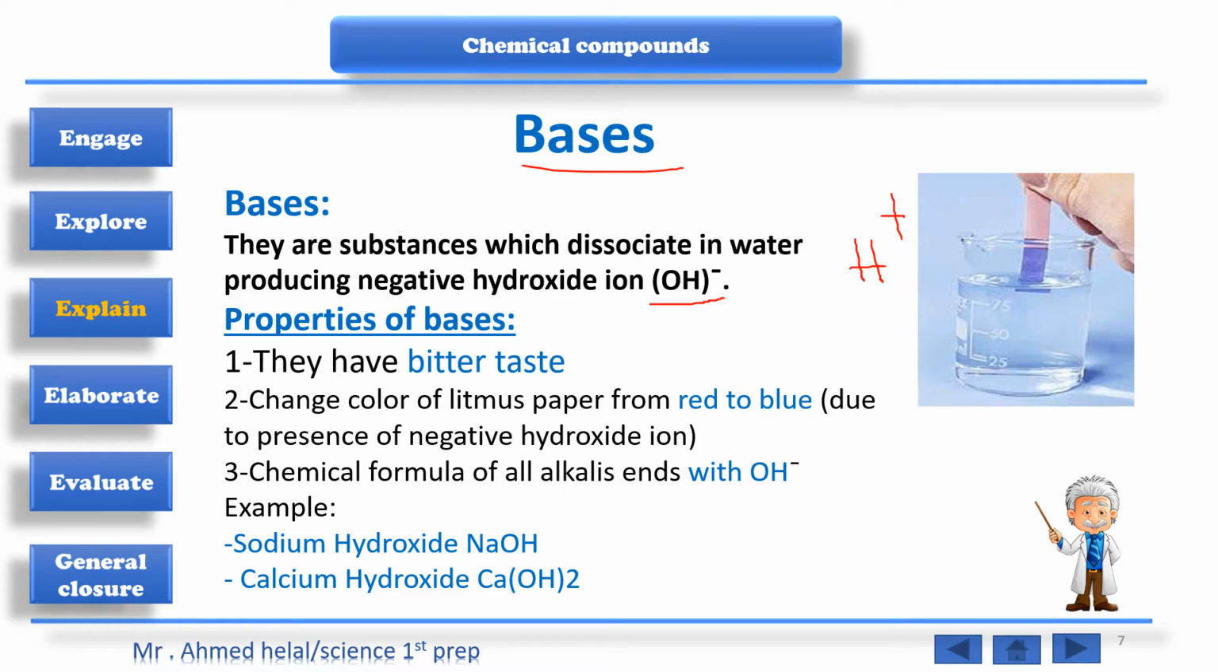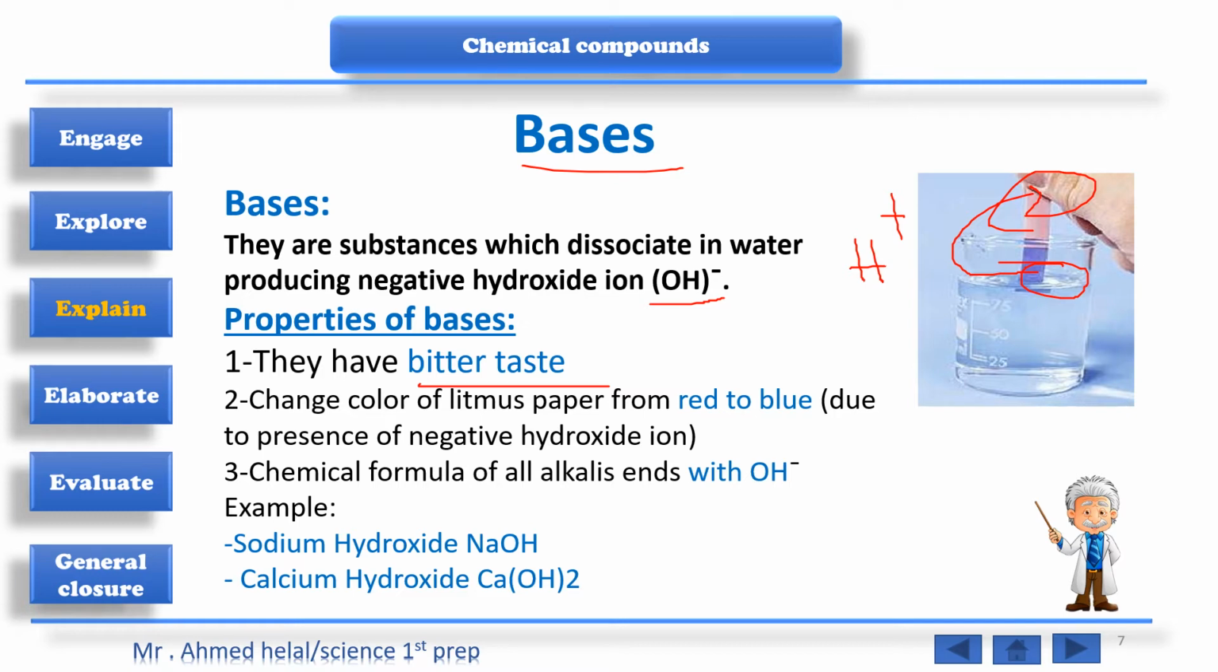And now we will study the properties of bases. They have bitter taste, like pineapple. They change the color of litmus paper from red to blue, as we can see. This is the opposite of acids. Acids change it from blue to red. Okay.